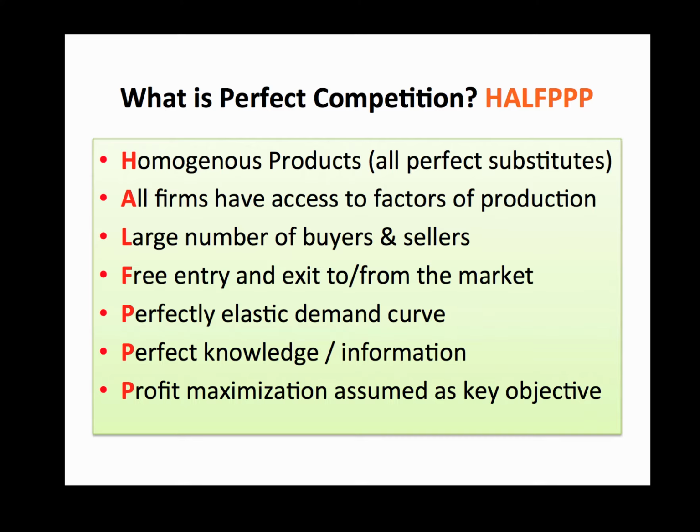The A is that all firms have access to factors of production. Look, I know what you're saying, that's not really an A, is it? But this is how we get to Half PPP. All firms have access to factors of production. This goes back to one of the key characteristics of a contestable market, and that is that the prevailing production technologies are available to all the firms in the market, including those who might come in the long run. So factors of production are mobile, and all firms have access to them.